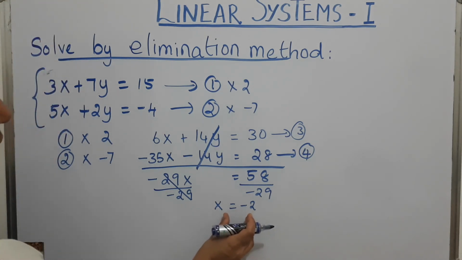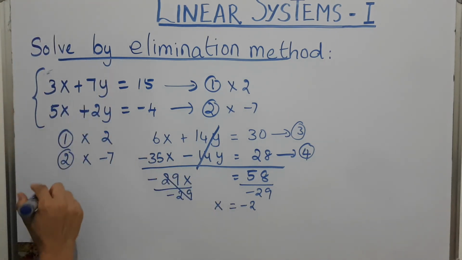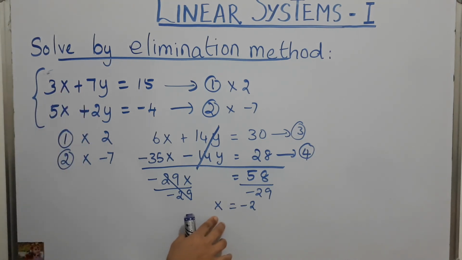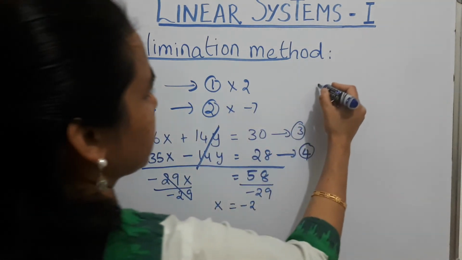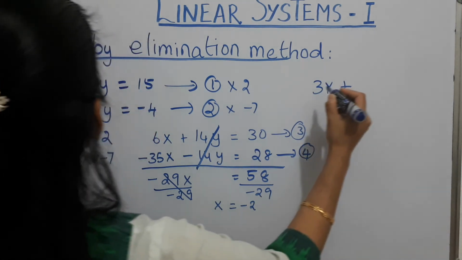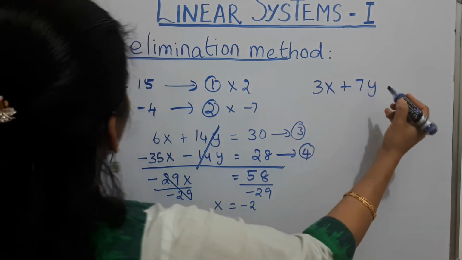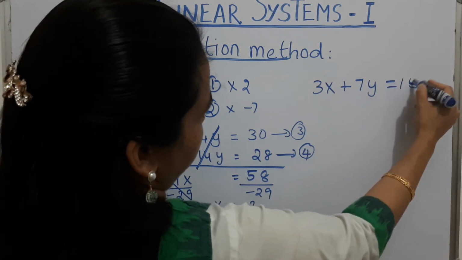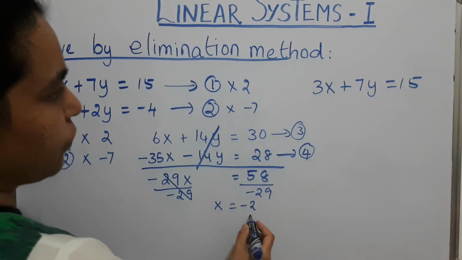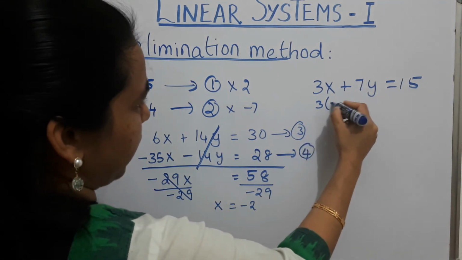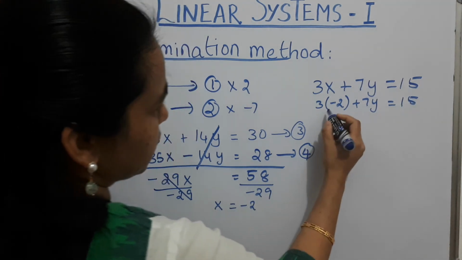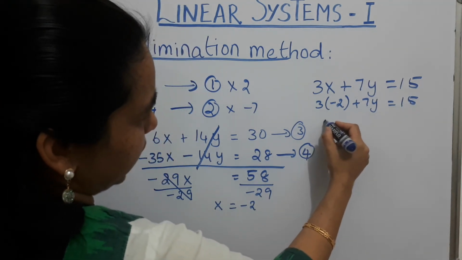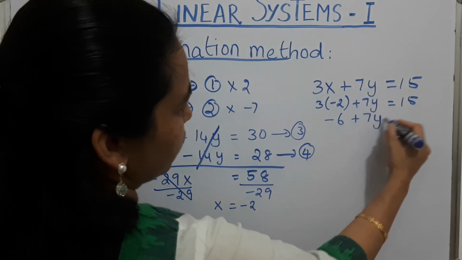Now you have to substitute the value of x in any one of these two original equations to find the value of y. Okay. So x is equal to negative 2. Let us write the first equation, 3x plus 7y, that is equal to 15. Okay, now you have to substitute the value of x in here. So 3 times minus 2 plus 7y equals 15. 3 times minus 2 is minus 6 plus 7y equals 15.